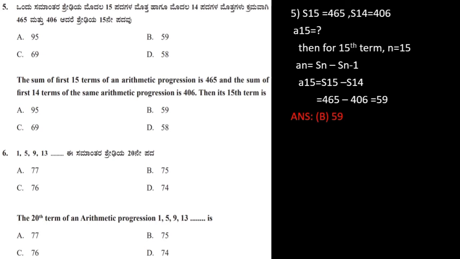Sixth one, the 20th term of the AP 1, 5, 9, 13, and so on is? This is also a repeated question, an important one. Here the A value is 1, and the D value is 4, because 5 minus 1 gives 4. Now we need A20, which is equal to A plus 19D. That is 1 plus 19 into 4. Multiplying 19 into 4 we get 76. Adding 76 to 1 we get 77. Therefore option A, 77, is the correct one.